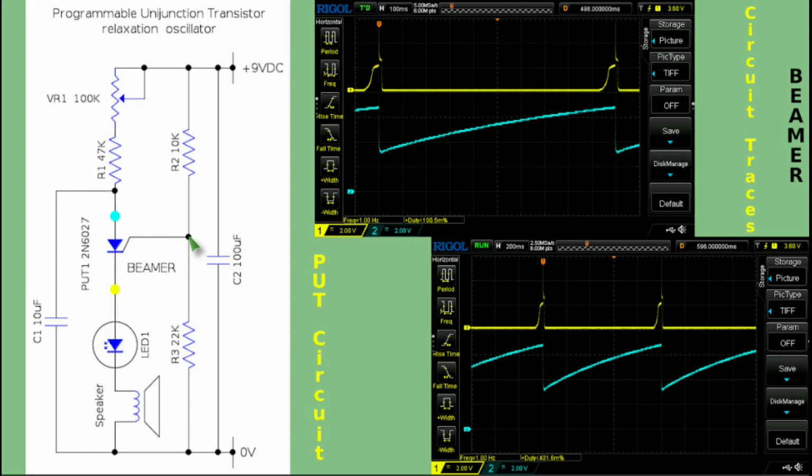Moving over to the scope traces here, you can see at this point here, the blue point, that the capacitor is exponentially rising and then being reset there, typical relaxation oscillator. The yellow trace, which is the cathode of the PUT, is a very powerful little short-lived spike, the amplitude of which is about just over 6 volts. Well, that makes sense because this capacitor is being charged up to that level, and it discharges that capacitor quite powerfully into the speakers and the green LED.